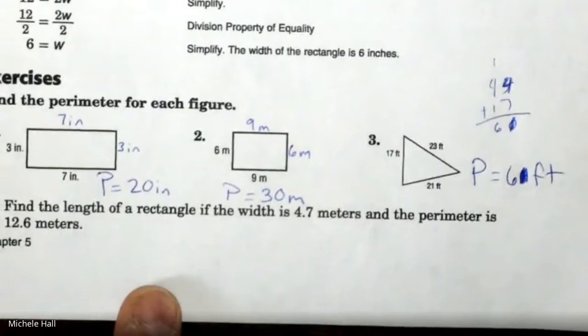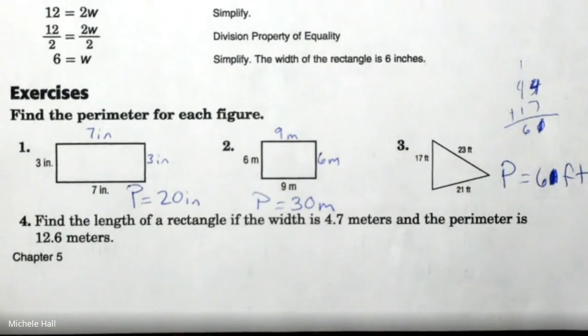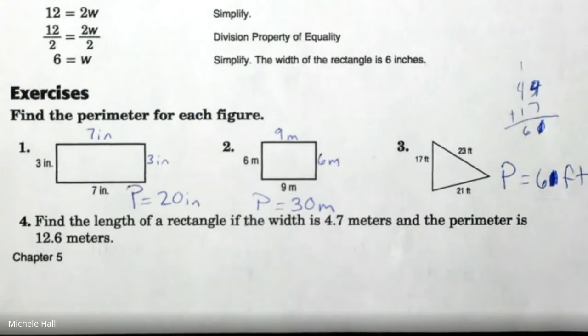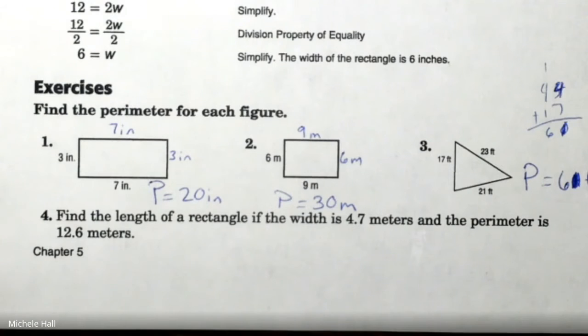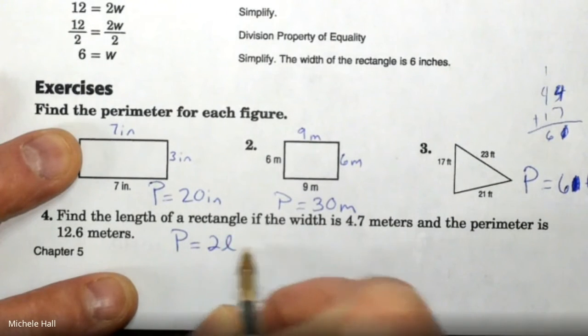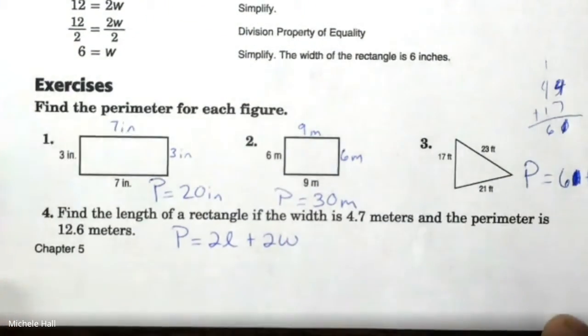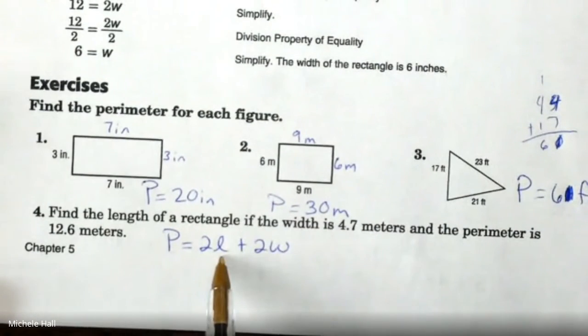All right, last one. You're going to have word problems. It says find the length of a rectangle if the width is 4.7 meters and the perimeter is 12.6 meters. The first thing that you want to do is write down the formula you're going to use. Go ahead and write down your formula. It says find the length of a rectangle. That tells me 2 things. Rectangle is the figure that I'm using, and the unknown variable is going to be the length. So I'm going to start with writing down the formula. Perimeter equals 2 times L plus 2 times W. 2 times the length plus 2 times the width. I already know that my length is unknown.